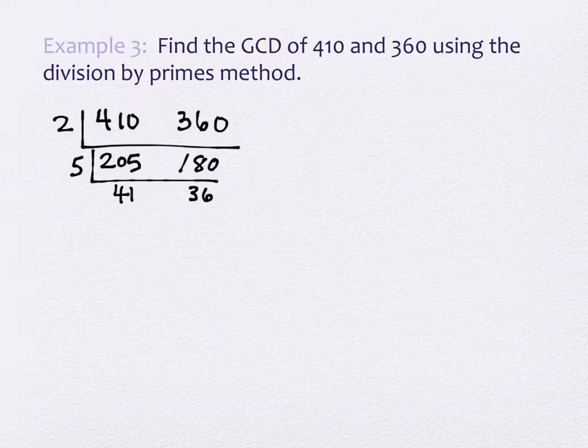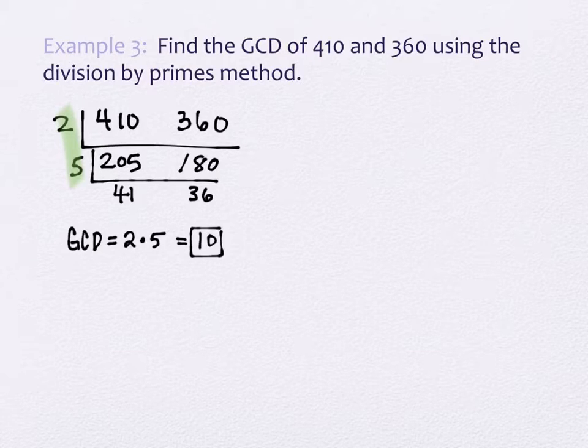So the answer then is the product of the numbers I divided by. So the GCD here is 2 times 5, which of course is 10. Does 10 divide both the numbers that we started with? It does.